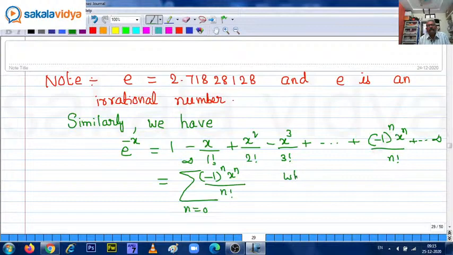So you remember where n factorial means n into n minus 1 into n minus 2 and so on, down to 3 into 2 into 1. This is the product of the first n natural numbers. N factorial means this. This is e power minus x.